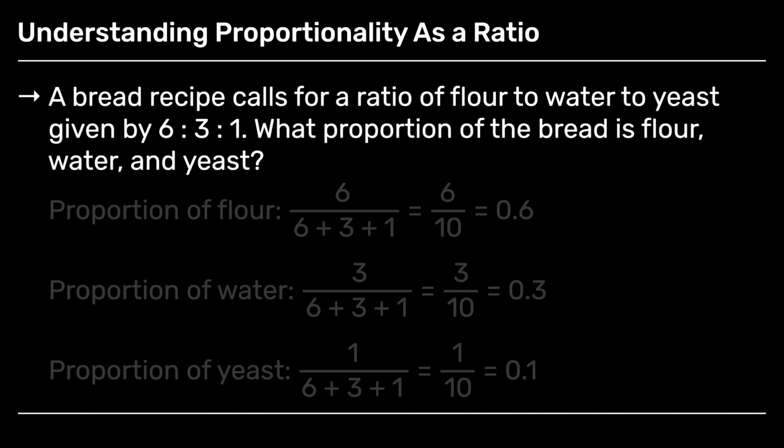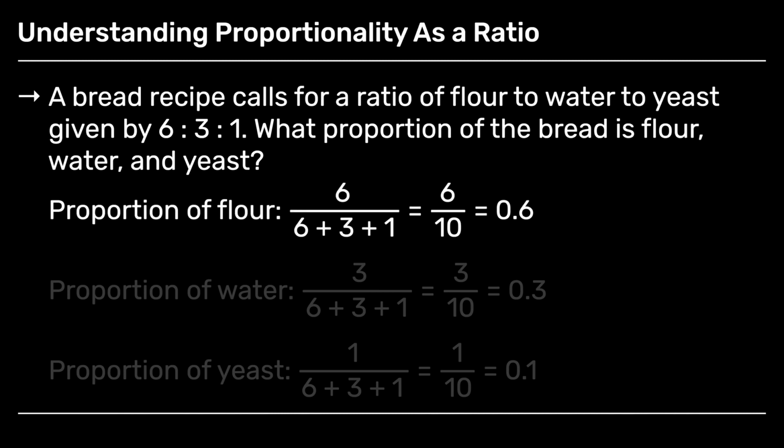Suppose we have a bread recipe, and the bread recipe tells us to mix the flour, the water, and the yeast in a proportion of 6 to 3 to 1, which is just a ratio of 6 to 3 to 1 of flour, water to yeast. What proportion of that bread is flour? What proportion of the bread is water? What proportion of the bread is then yeast? Well, for that, we're going to need fractions. So how do we convert a set of ratios into fractions?